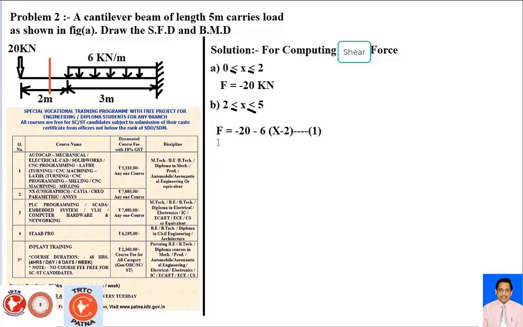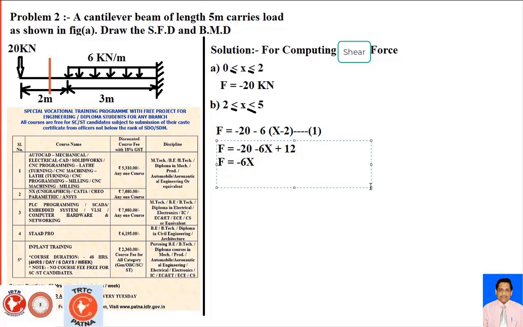So what is the equation? So F is equal to minus 20 minus 6x, then after come to here your plus 12. So force F is equal to, that is, minus 6x then minus 8. So at x is equal to 2, then force F is equal to minus 20 kilonewton. Just you have to watch.